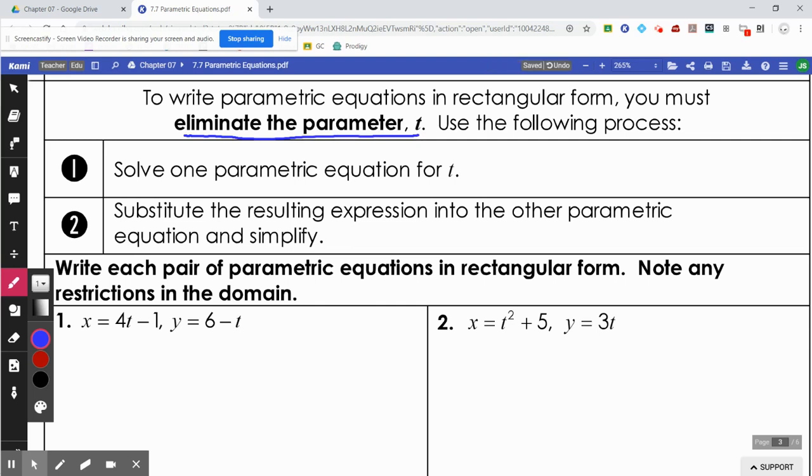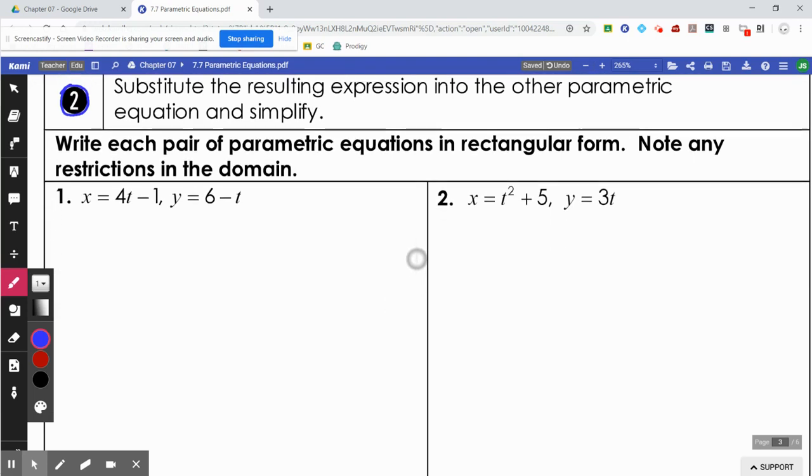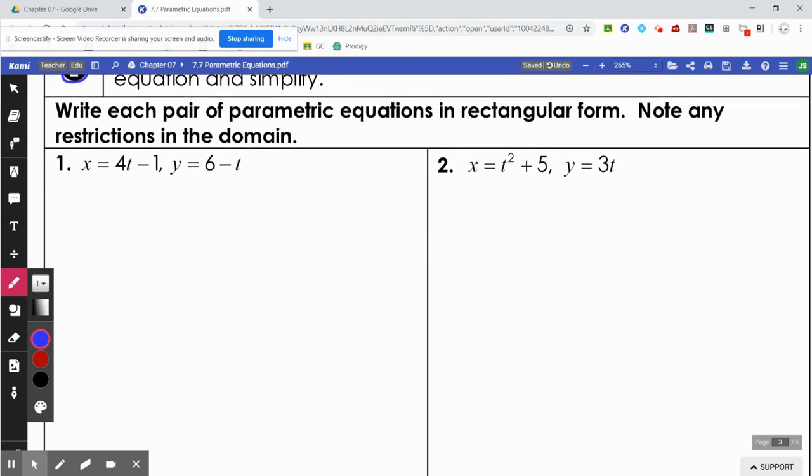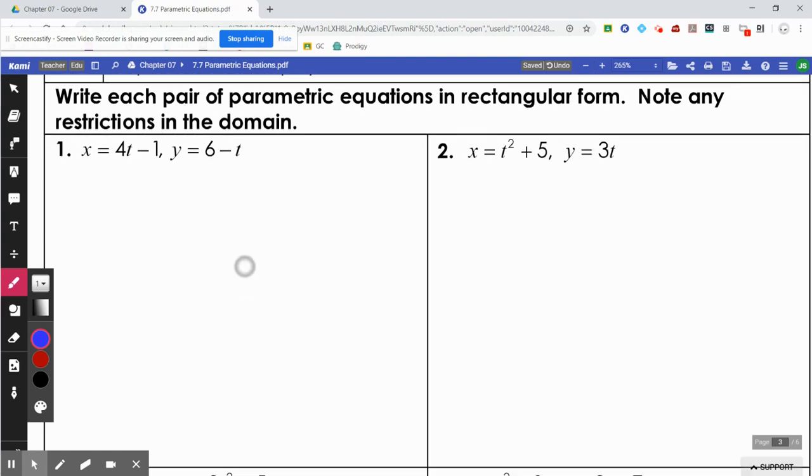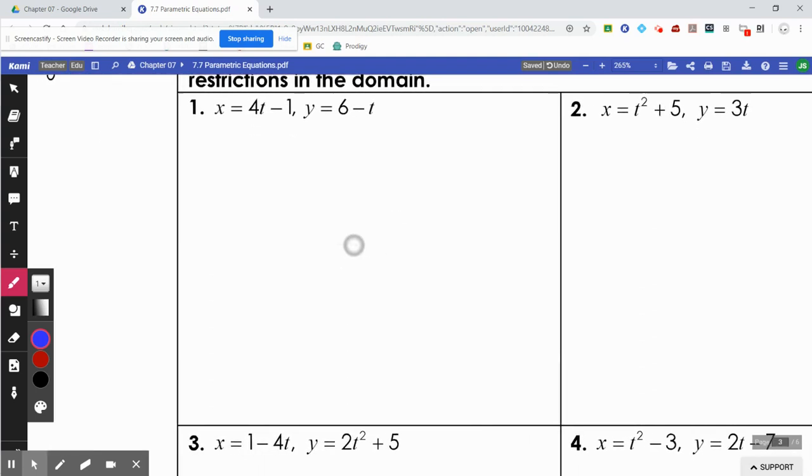Use the following process. We're going to solve either equation for t, and we're simply substituting it into the other expression for t, and then we're going to simplify. So let's do that here. You have a parametric equation, x equals 4t minus 1 and y equals 6 minus t. It says write each parametric equation in rectangular form. Note any restrictions in the domain. So we have to be careful there of any domain restrictions.